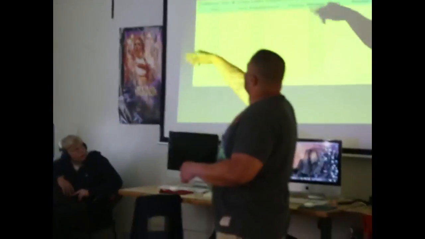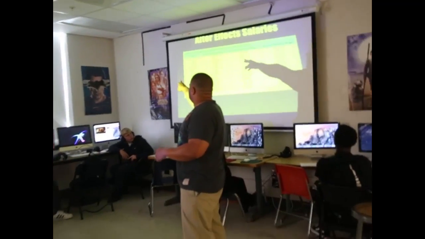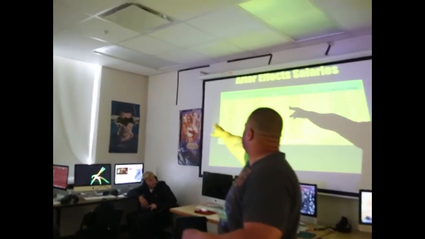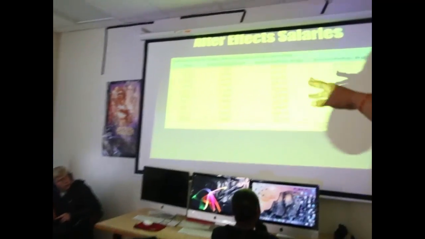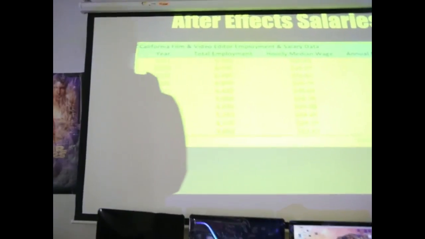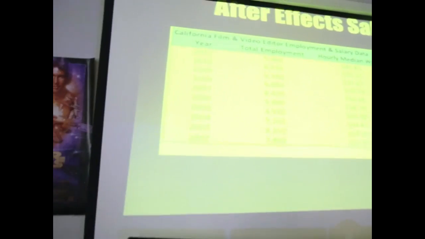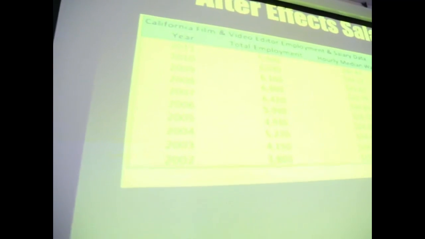So right now, the new data has not been represented, but the last one represented in 2011. 5,900 editors, medium wage coming in at around about $40 an hour. Your medium salary, I'm talking about the medium salary, $84,000.